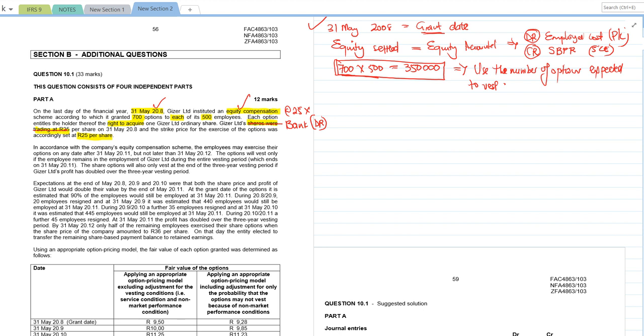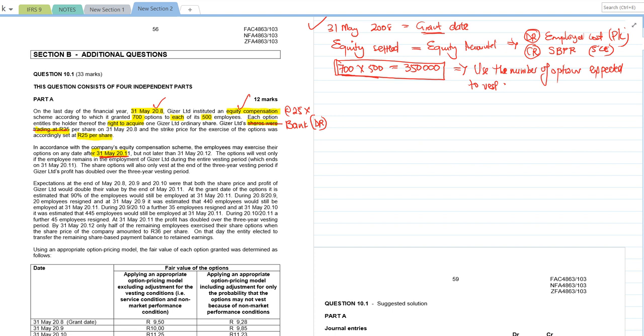They don't necessarily need to explain a lot to you, but they've already identified that on that date you are able to do this. So it means on that date the shares are vested in you. So they say you can exercise them on 31 May 2011, but not later than 31 May what? 2012. The options will vest only if the employee remains in employment during the entire vesting period, which ends on 31 May 2011.